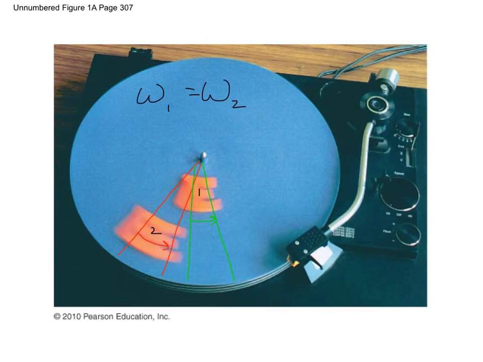But what is clearly different? Why is there more of a blur right here than there is there? Well, even though they have the same angular velocity, they do have different radii, right?